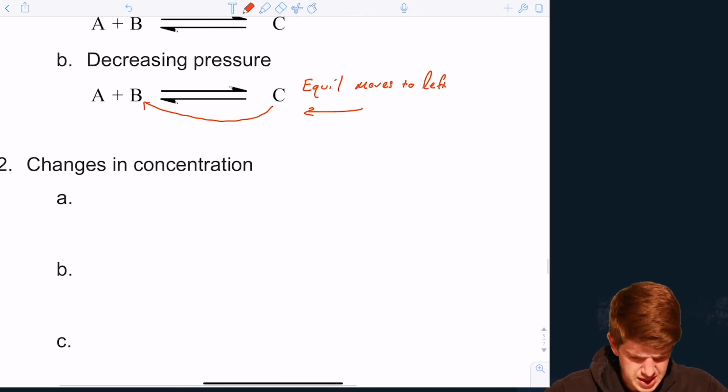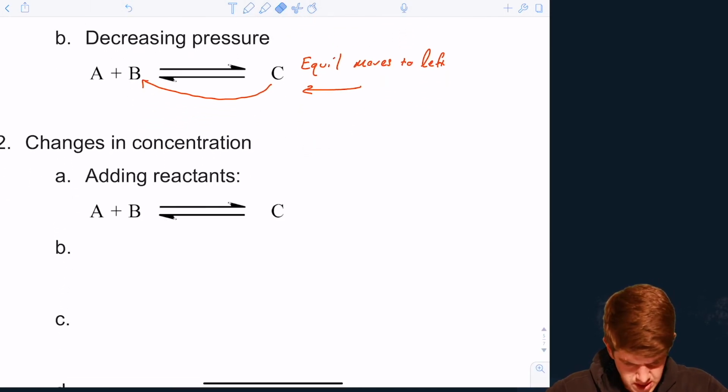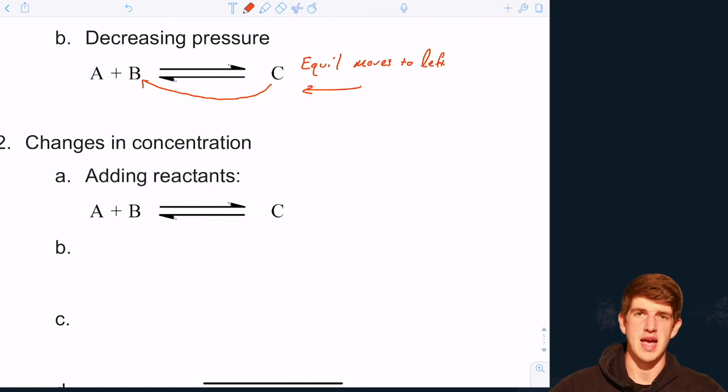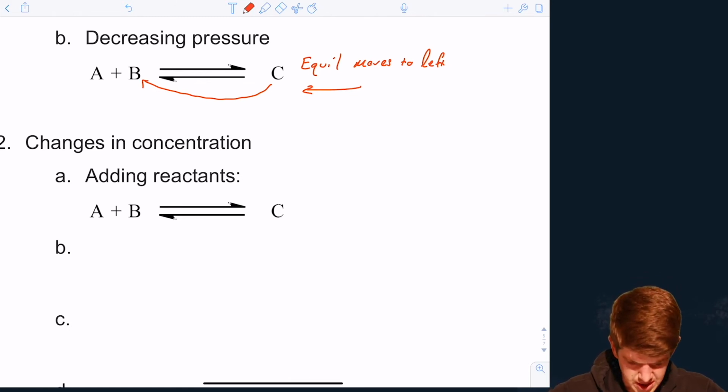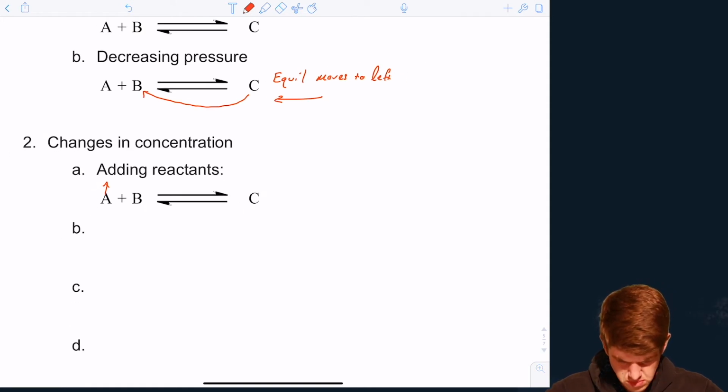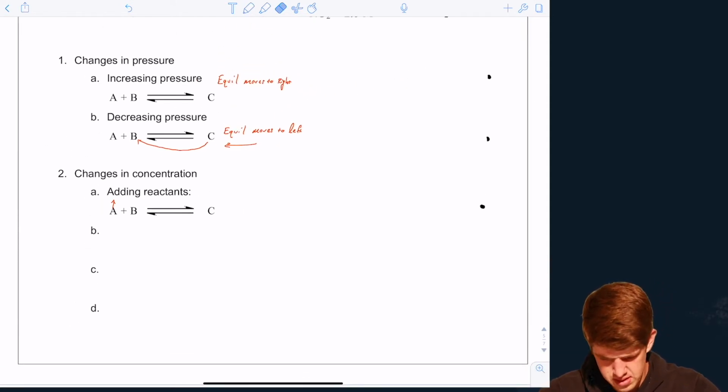What happens if I change the concentration? Well, let's say I have the same exact reaction, A plus B becomes C. It's at equilibrium, the rates are the same. And I increase the amount of A. Well, think of it in terms of this.